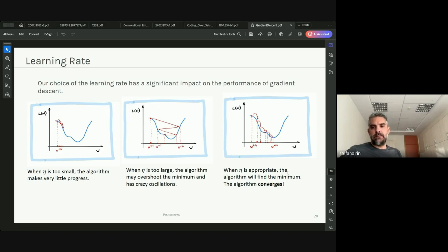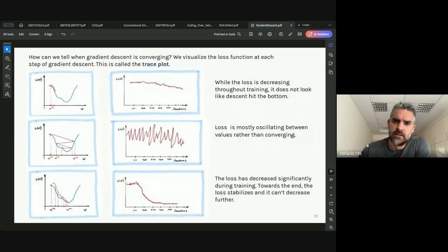The last case is the best case, where I choose the learning rate just right, so that I take a step which gets me straight to the minimum with the correct, let's say, number of iterations. Okay? So it's very tricky to decide where you are and to adjust the performance of SGD according to this.